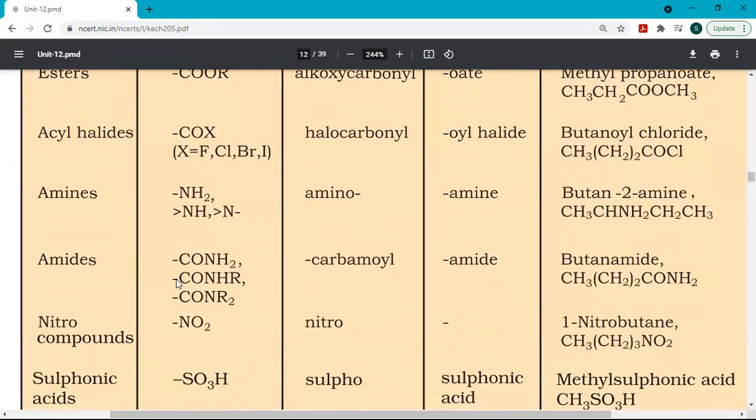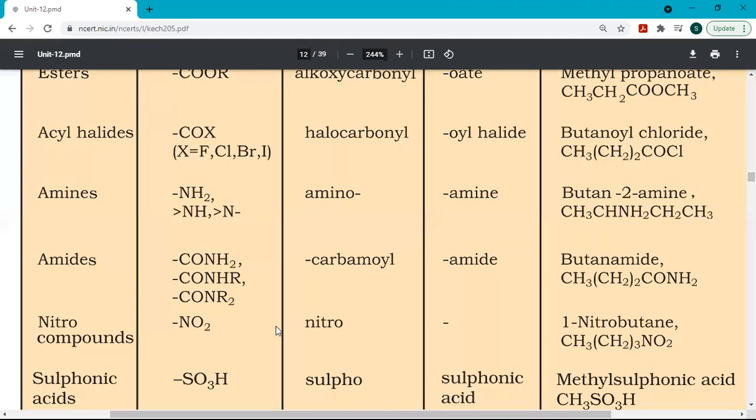Acyl halide, COX: halo is the prefix and carbonyl halide (oyl halide) is the suffix. Amine, NH2: amino is the prefix and amine is the suffix. Amide, CONH2, CONHR, CONR2: carbamoyl is the prefix and amide is the suffix.